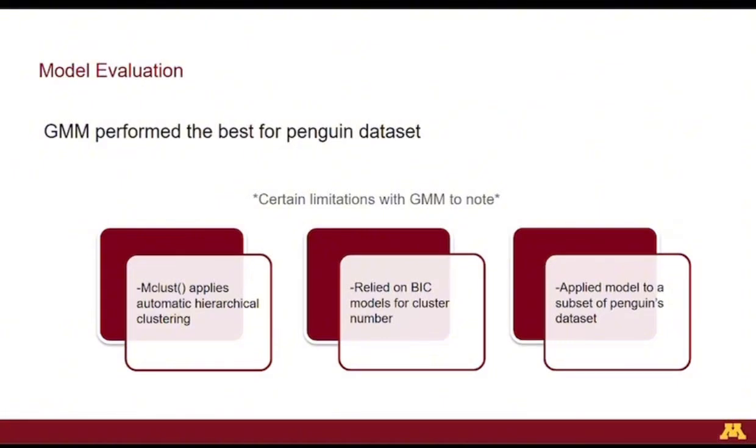We used hierarchical clustering for initialization, so it might not always be optimal. And then we relied on BIC to select the number of clusters, but we could have used other methods to explore, such as AIC. And then we did exclude rows with missing data values, so this might have led to the loss of potentially valuable information in our data set.